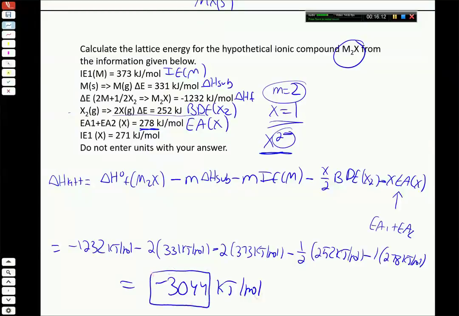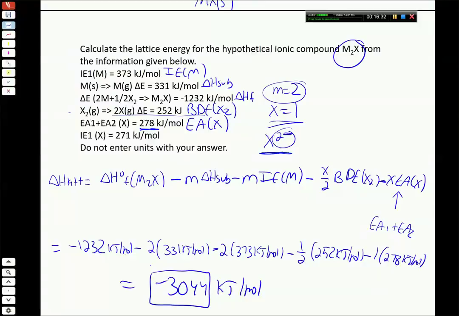Lattice energies are always going to be negative, so if your answer is not negative, check your work, or at least check your sign. And it should be, in most cases, a relatively large negative number as well. So that's another example of how I do this. I'm not going to draw out the whole Born-Haber cycle again because it takes forever, but these are the numbers we want to use for this one.